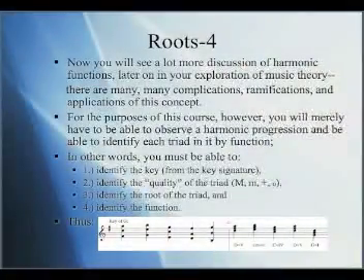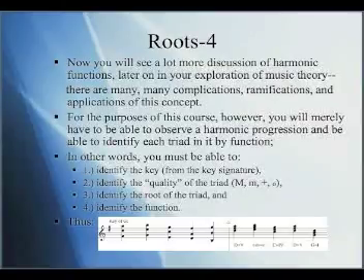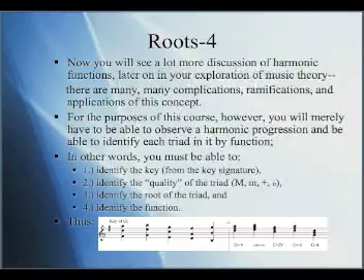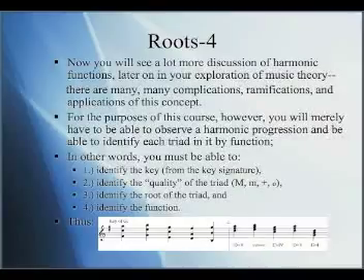Now you'll see a lot more discussion of harmonic functions later on in your exploration of music theory. There are many, many complications, ramifications, and applications of this concept. For the purpose of this course, however, you will merely have to be able to observe a harmonic progression and be able to identify each triad in it by function. In other words, you must be able to: 1. Identify the key from the key signature. 2. Identify the quality of the triad: major, minor, augmented, or diminished. You'll have to identify the root of the triad, and from that you have to be able to identify the function. All this allows you to see where the music's going and where it's been and where it ought to be.